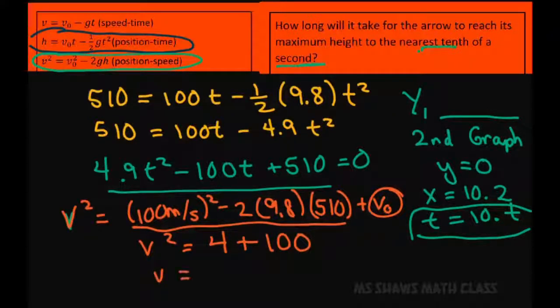So you take the square root of that, and that's going to be approximately 10.2. And I don't know why I keep calling my 2's t's.